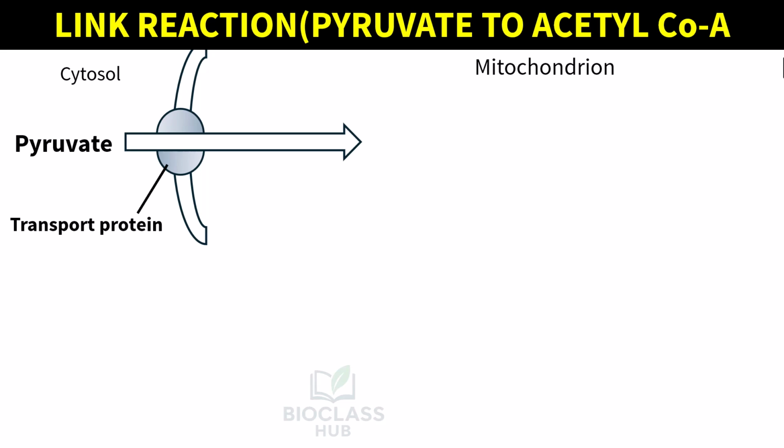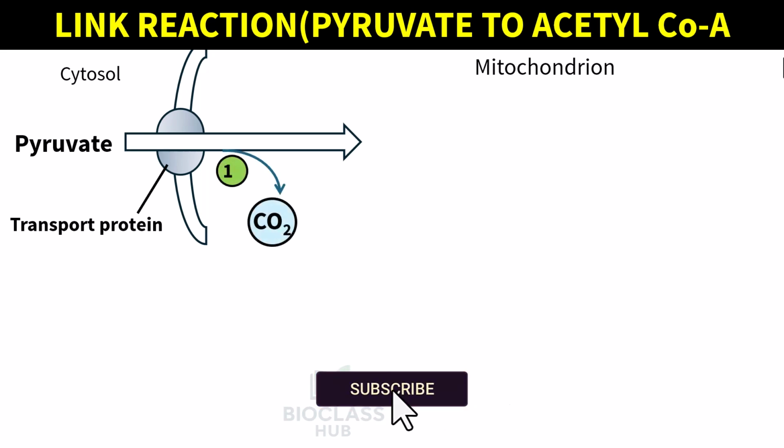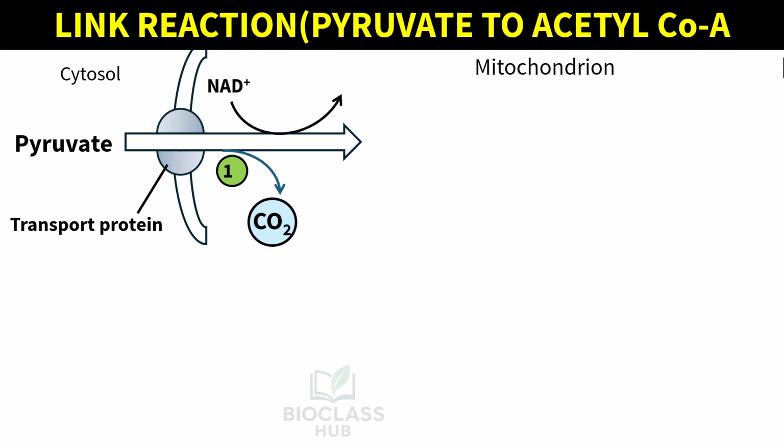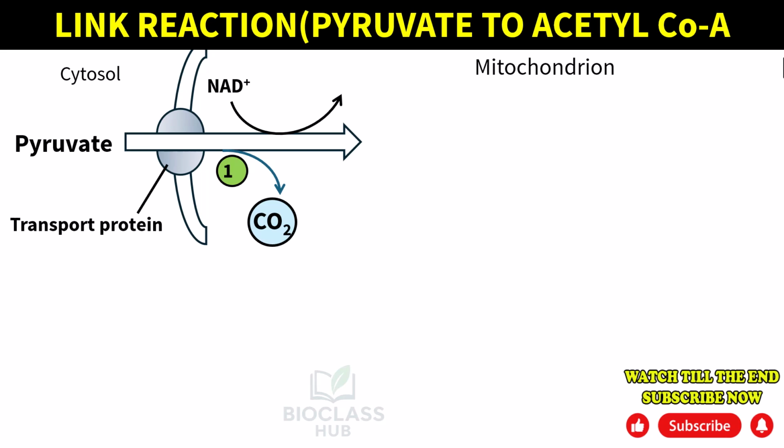It begins with decarboxylation. The carboxyl group of pyruvate is removed and released as carbon dioxide. This is the first step where carbon dioxide is produced during respiration. Oxidation. The remaining 2-carbon fragment is oxidized to form acetate. During this reaction, electrons are transferred to oxidized NAD, reducing it to NADH.